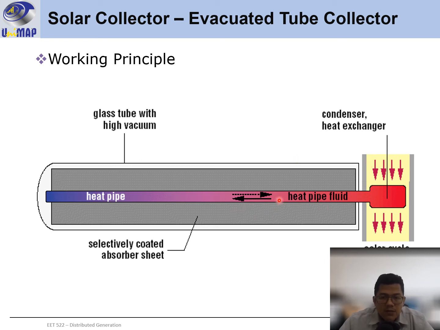Okay, so the cool liquid will be here, and then it will be evaporated and become the hot gases around this point, and then the heat will be transferred to the water inside the tank. Okay, and then after it cools down, the condensed gas, which has already become liquid, will go to the bottom of the tube.